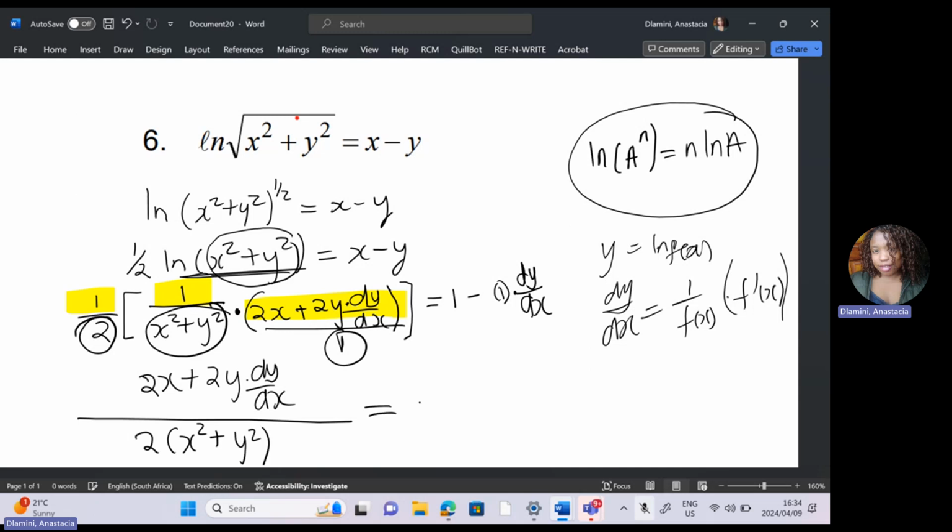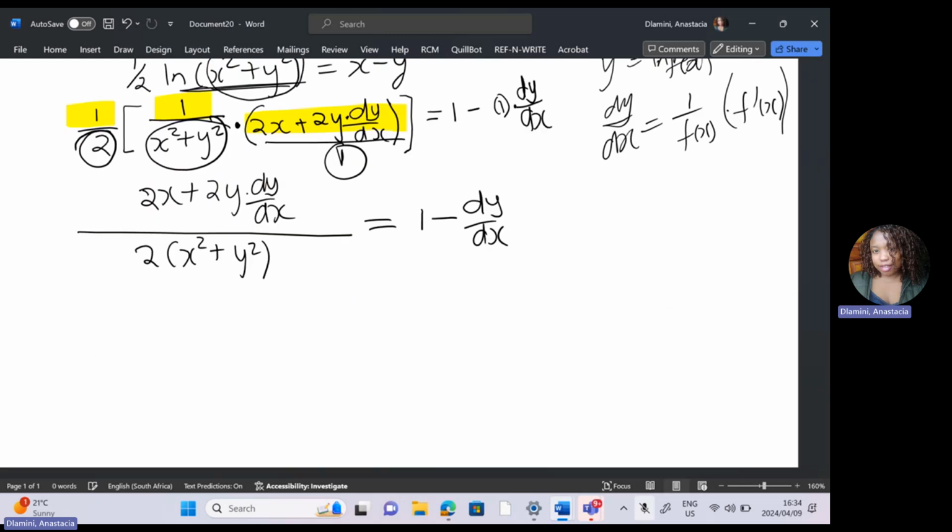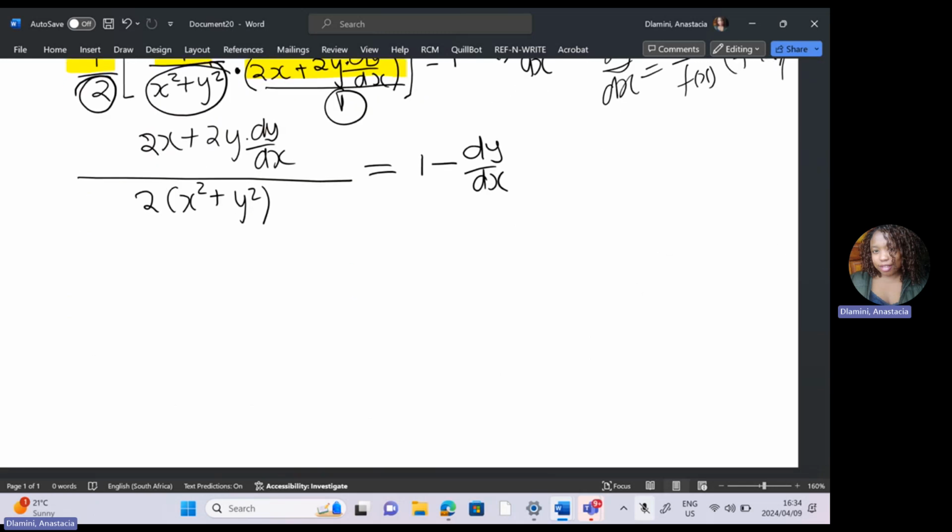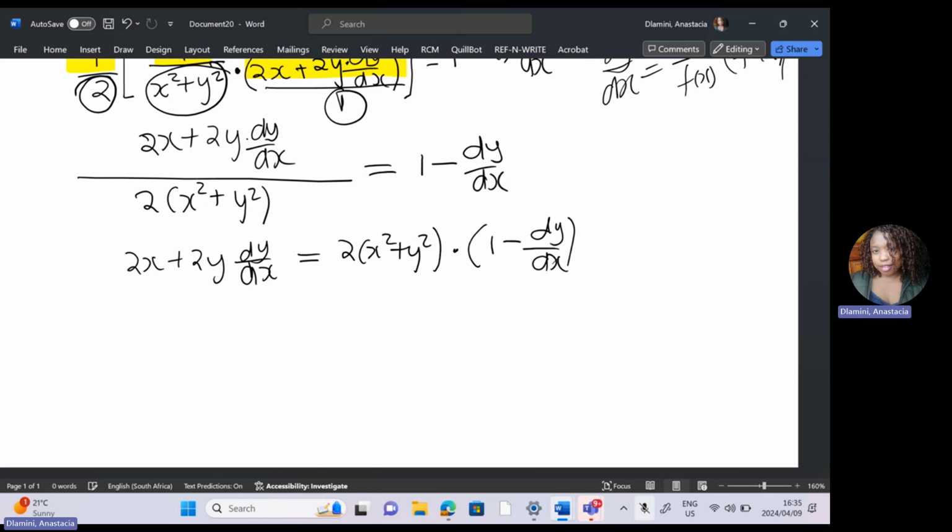So then this will be equals to 1 minus dy over dx. Now we want to simplify so that we can write the dy's on the left-hand side and everything else on the right-hand side. From here, we can notice that we can multiply by 2 times x squared plus y squared both sides. So this will be 2x plus 2y dy over dx equals 2(x squared plus y squared) times (1 minus dy over dx). You see how I put things in brackets? Because I don't want to confuse myself at some point.